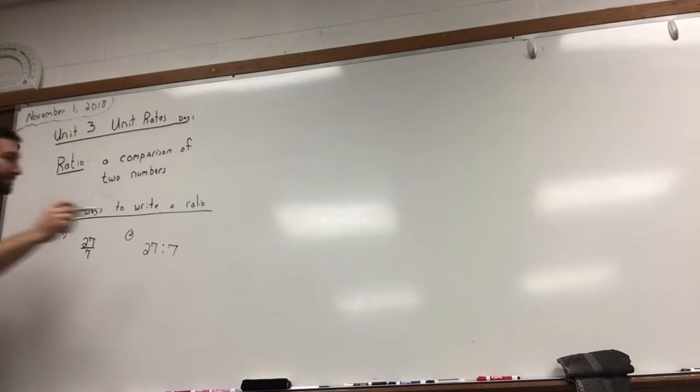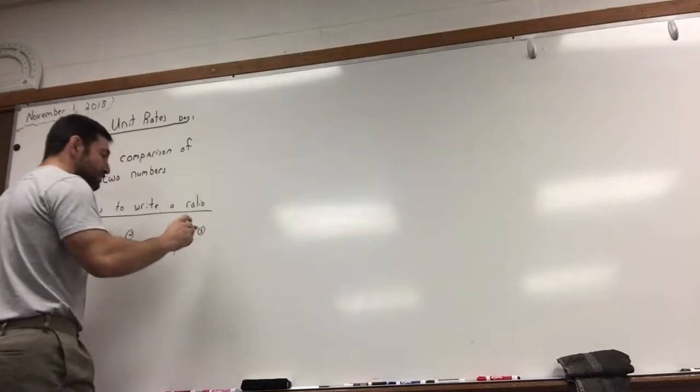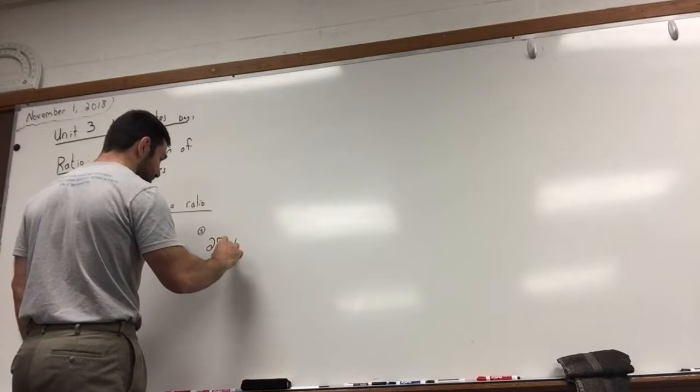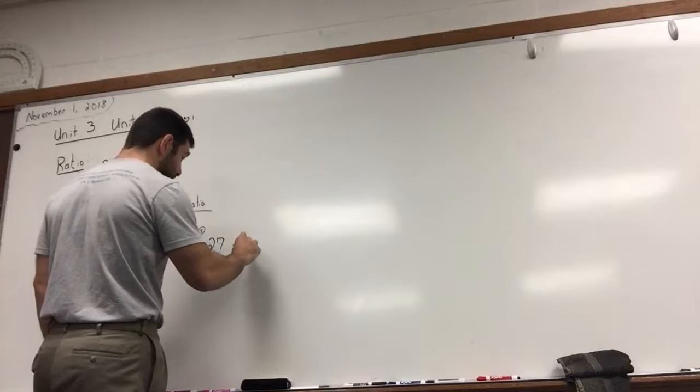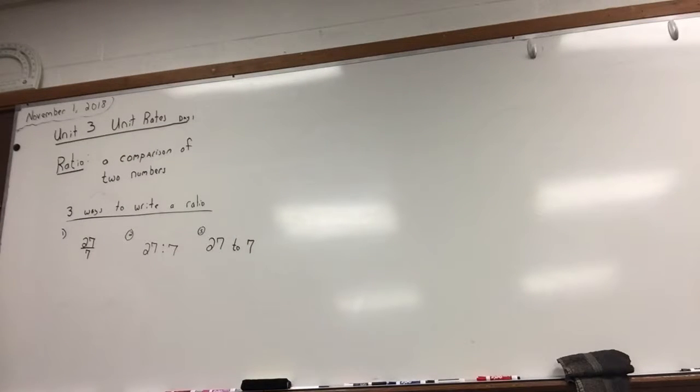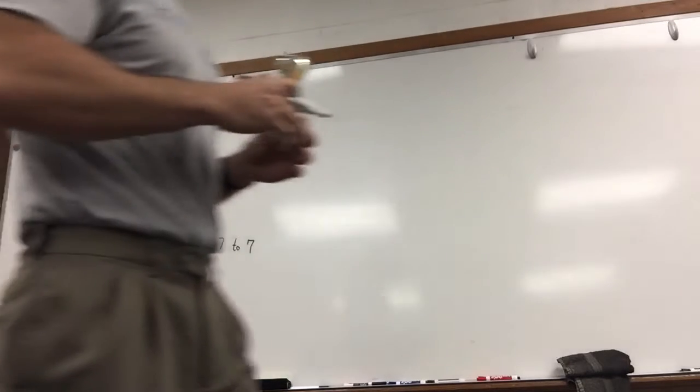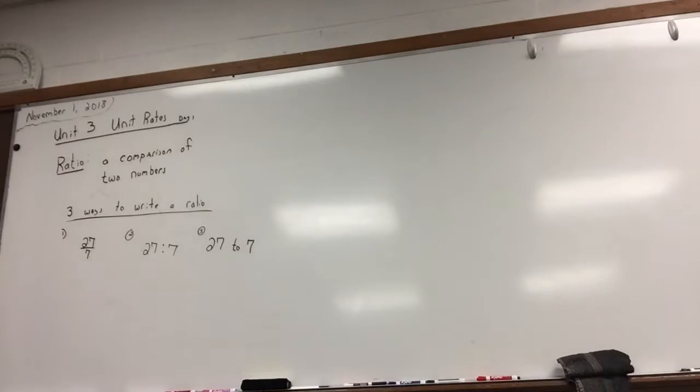Last but not least, the way to write it is 27 with the word to and 7. Those are ratios. Again, a ratio is a comparison of 2 numbers.